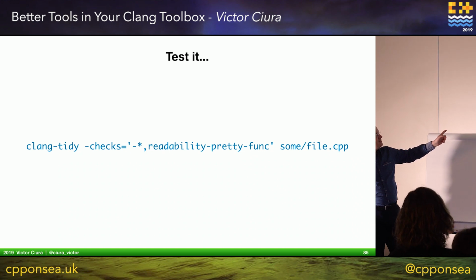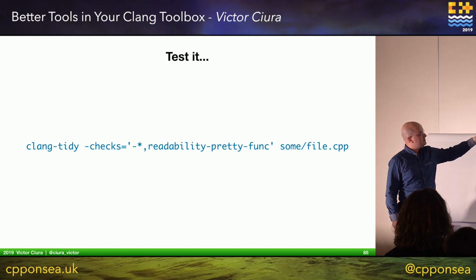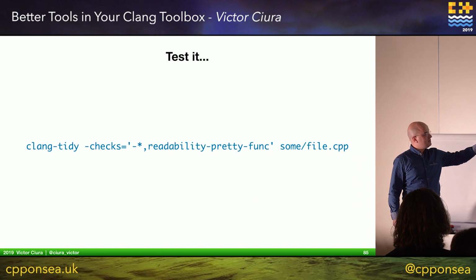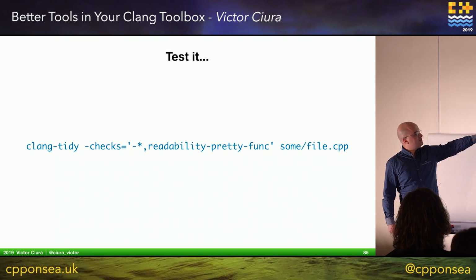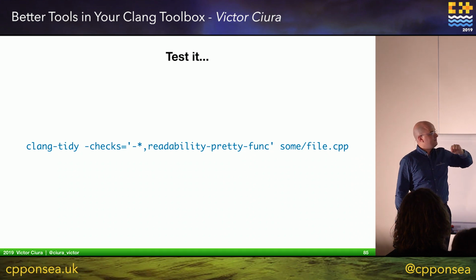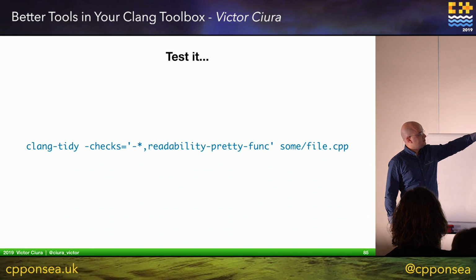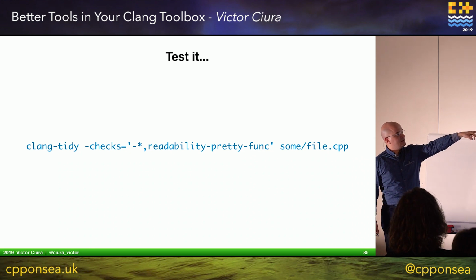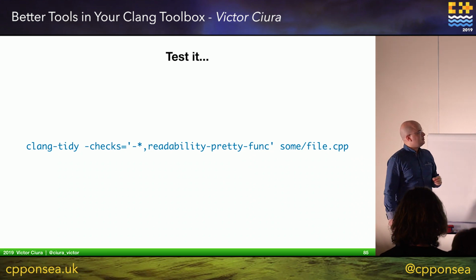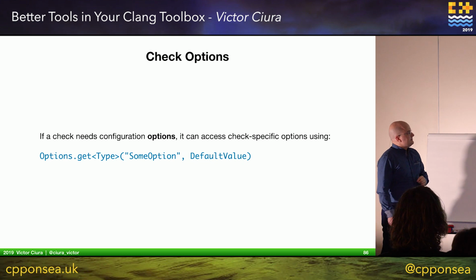So if you want to test your check, you just run it regularly, like you run any other check, by disabling all the built-in checks that are enabled by default, and enabling just your check. We named our check pretty func in the readability module. So it's readability dash name of my check, and working on the test file, file dot cpp there. So straightforward like any other built-in check.